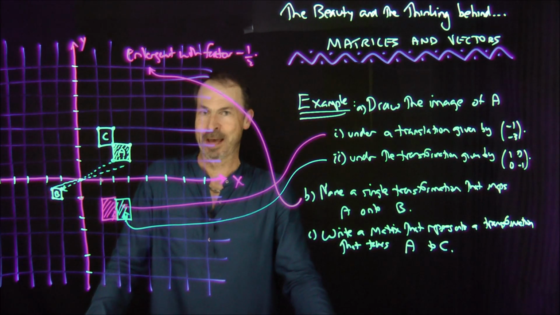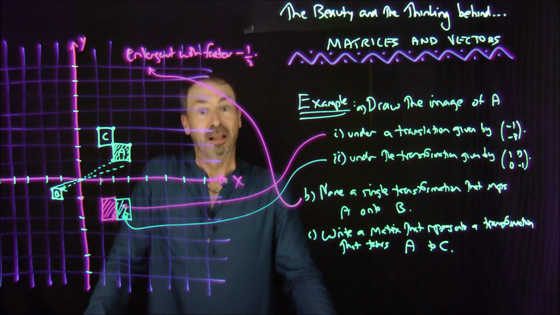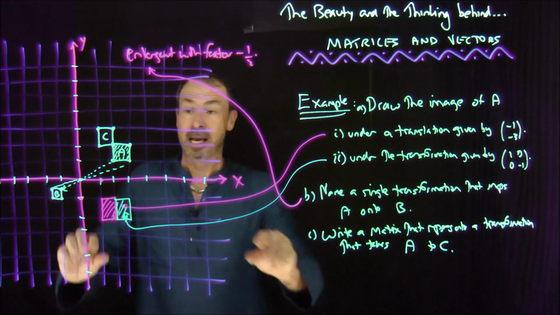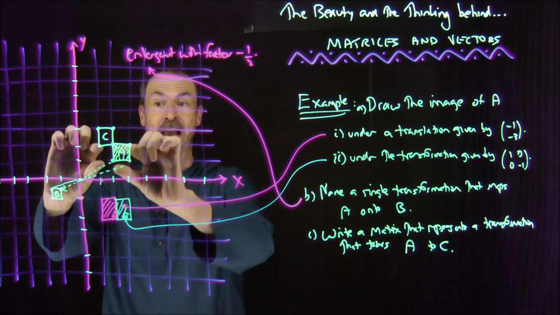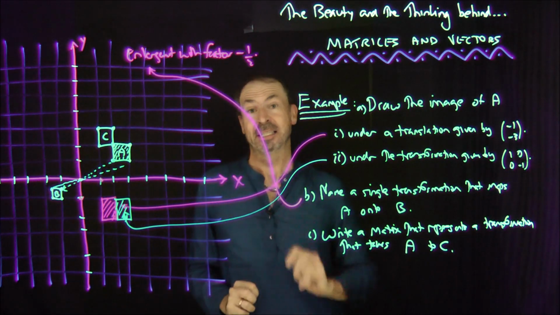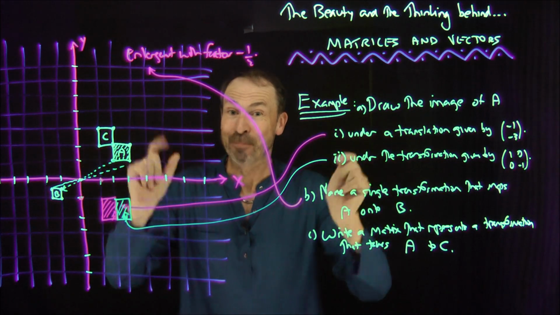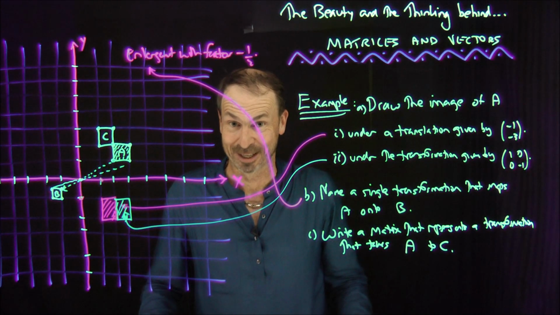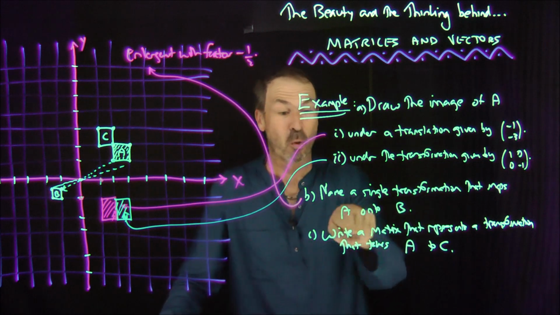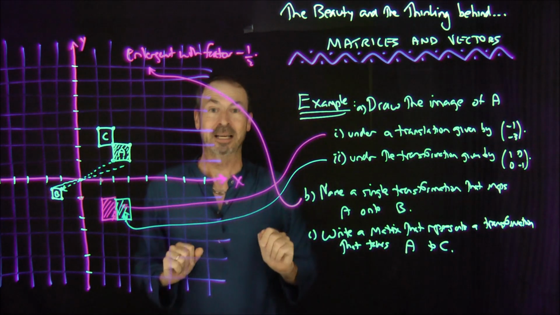Okay, how am I going to do that? Well, clearly I could actually just translate it. I could translate it 1 left and 1 unit up. So it could be a translation, -1, 1. But if you recall, it's impossible to represent translations by matrices. So it's not going to be translation because it wants a matrix. So I can't use translation.